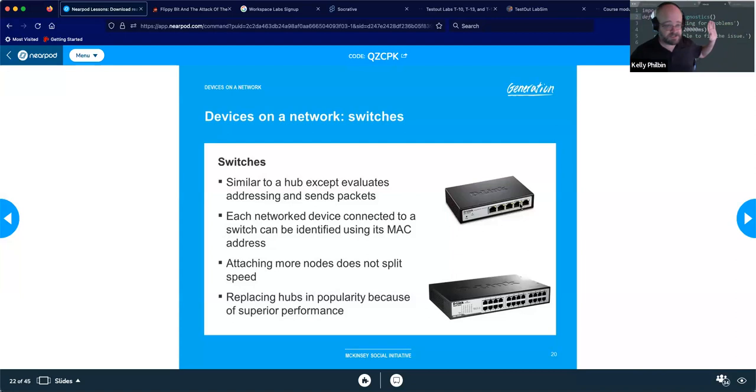Now, on an industrial level, you would see a much larger version like this that would be in a rack. And these are typically what are called managed switches.